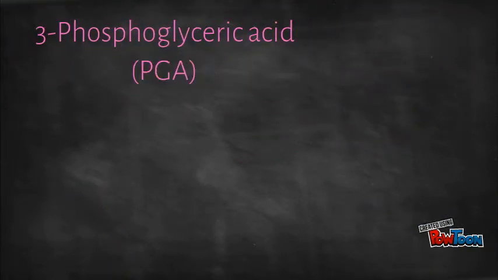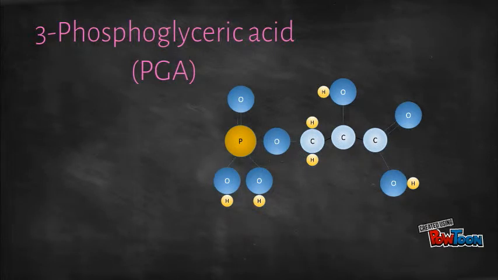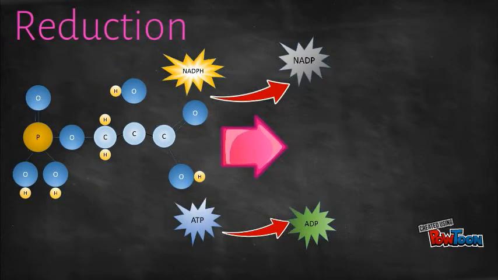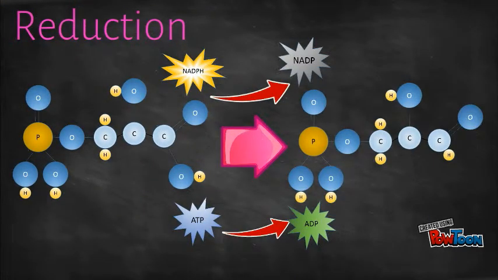PGA is the first stable organic compound of photosynthesis, also called glyceraldehyde 3-phosphate. Then reduction. PGA is reduced to PGAL using part of the ATP and NADPH produced during the light reaction. Electrons from NADPH reduce the 3-carbon compound.